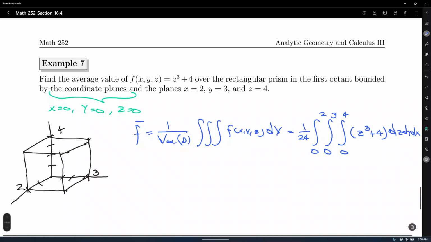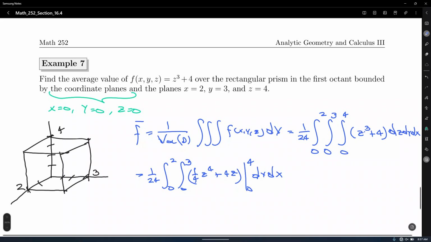Okay, so let's have a look at this integral. Let's evaluate it. So number 1, that is 1 over 24 times the integral from 0 to 2 and from 0 to 3. Well, let's integrate z cubed, that's going to give us z to the 4th, or 1/4 z to the 4th, plus 4z. Evaluate that between 0 and 4, dy, dx. Let's apply upper limit minus lower limit. Okay, I know, big quantity. 4 raised to the 4th power, that's a big number.